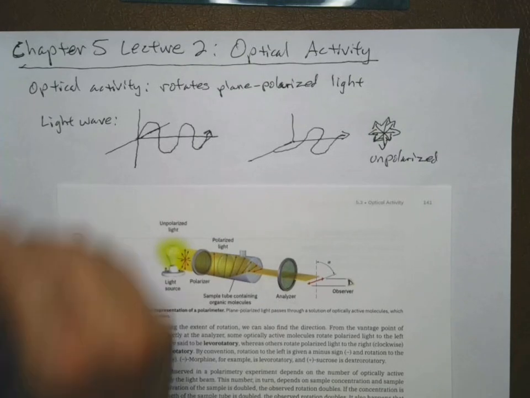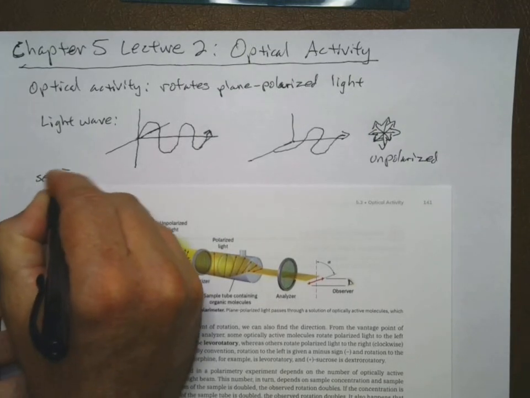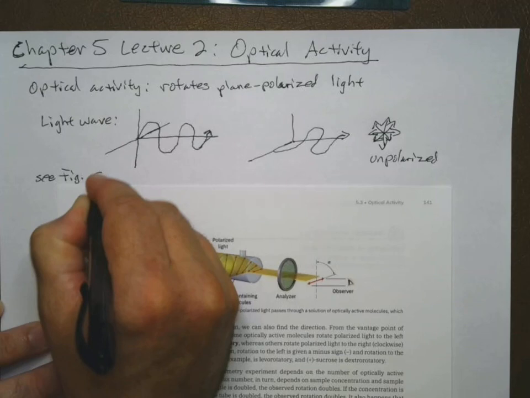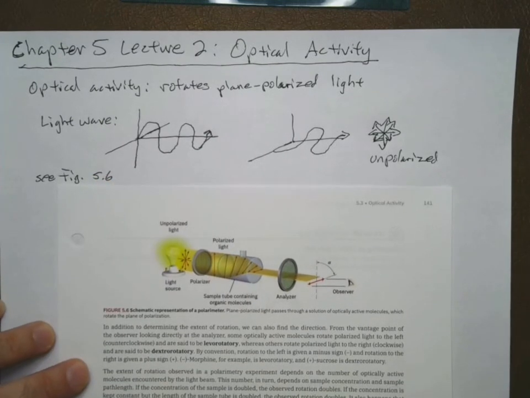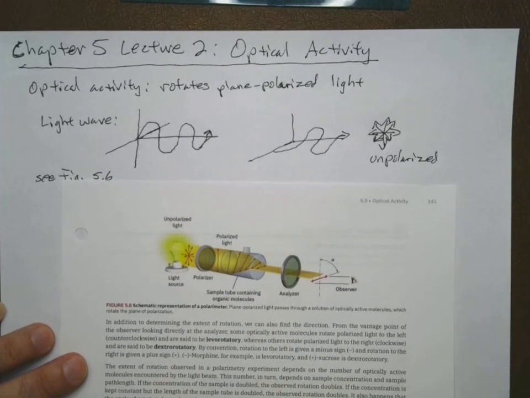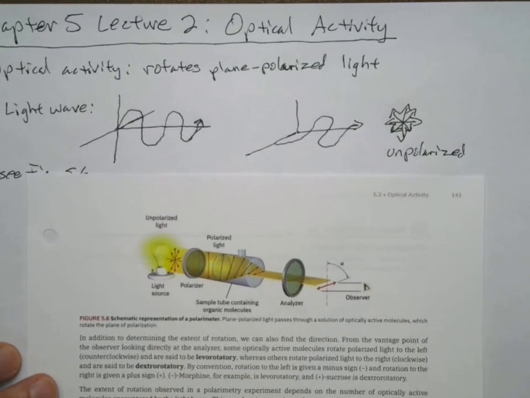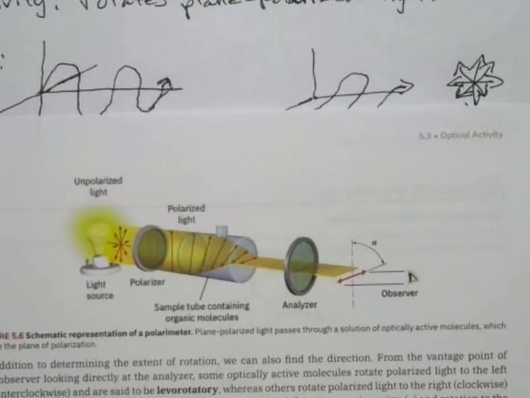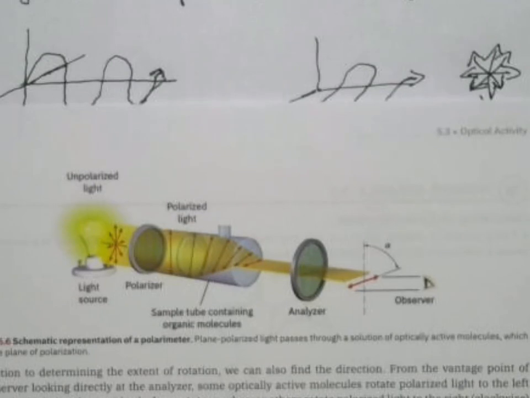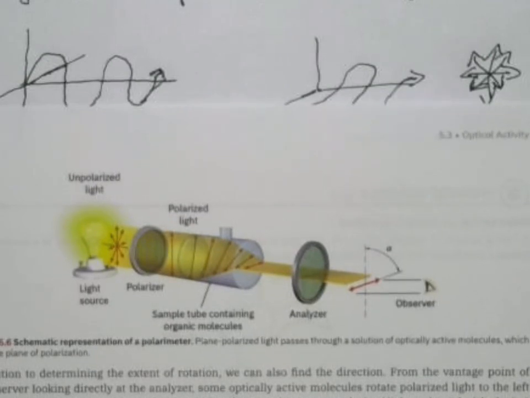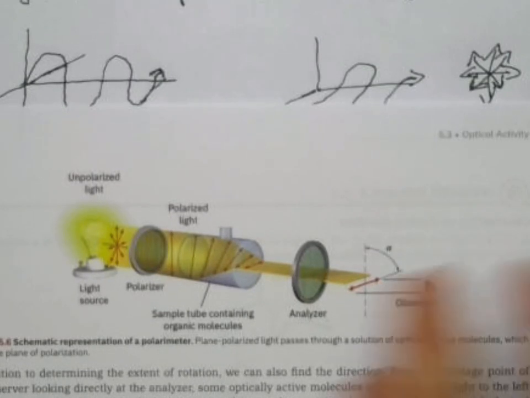And I'm just going to refer to the figure 5.6 in the text. So let me just say see Fig 5.6. And let me zoom in a little bit here, and I'll talk about this figure and what's going on. Focus. There we go. It's not terribly well focused, but that's okay. You can see the objects here.